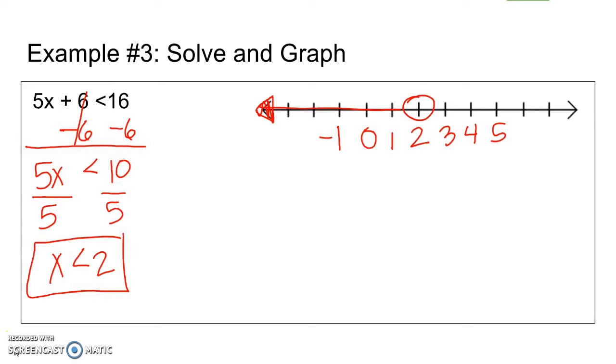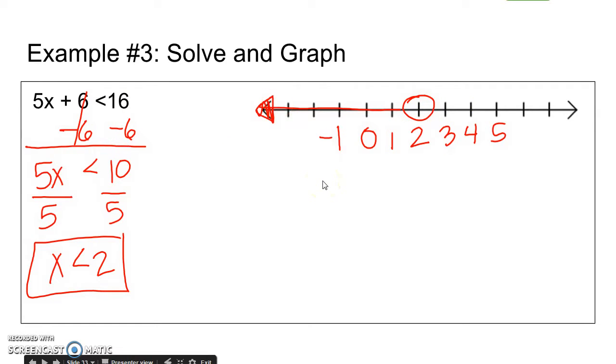All right, so when you worked it out, you should have gotten x is less than 2 as your solution. Why did I not flip my inequality sign to write my answer? Did I multiply or divide by a negative number? No, that's why it stays the same. X is less than 2, open circle on 2, arrow points to the right.